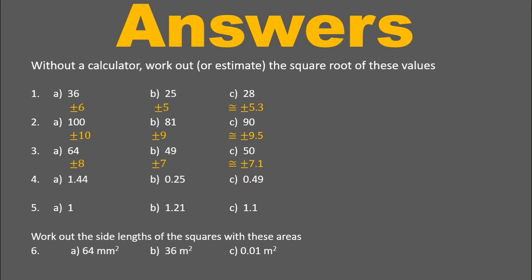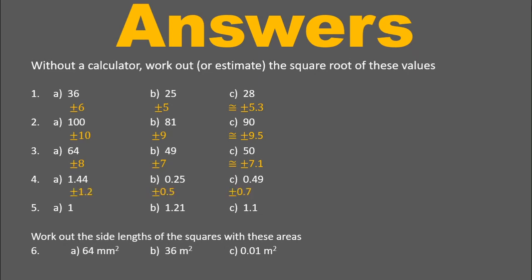Question 4, these ones you should have been able to find all accurately. 1.44, you might have thought of as 144 over 100. 0.25 you could have thought of as 25 over 100. And 0.49 you should have thought of as 49 over 100. So square rooting those fractions.